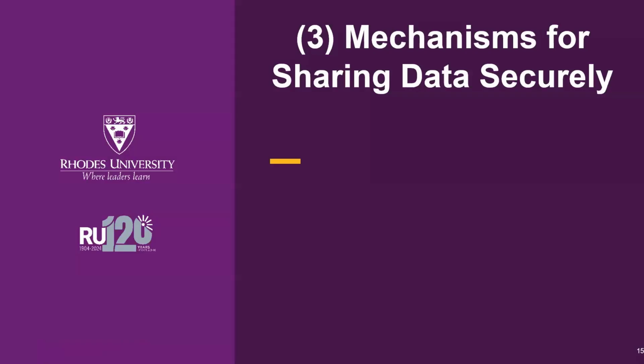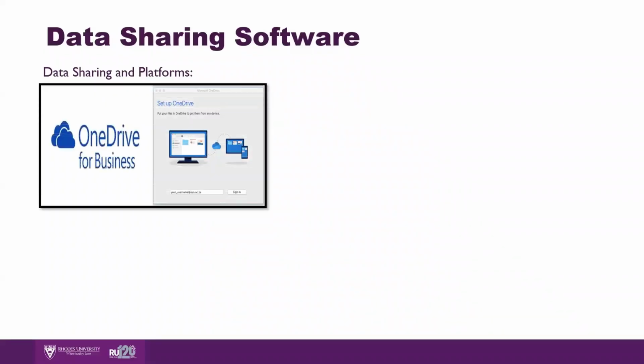So let's look at the mechanisms for sharing research data in a secure manner. Now, in this case, I'll show you several examples of software platforms. And that's not to indicate that all of those are actually in use at Rhodes University. Some of them are more suitable for sharing research data than others. By way of example, we've got OneDrive for Business, which is something that can be used for sharing files. It might not necessarily be the most optimal solution for sharing your research data.